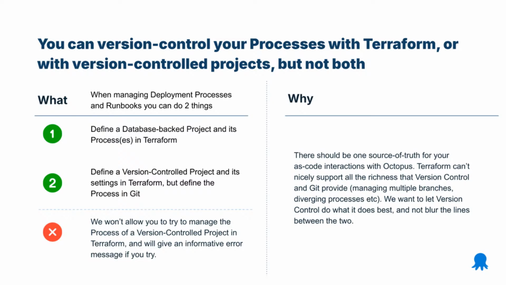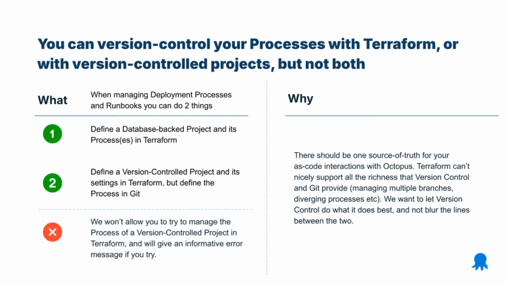Cool. Final note: in the past, we've not really had a strong stance on how you can use version control together with Terraform. So we've decided that we need to take a stance on it for V1.0, and we can't just let people run into a whole bunch of edge cases, so we should explain our position on it. When you're managing a deployment process and runbooks, you can either define a database-backed project and its process or processes in Terraform, or define a version-controlled project and settings in Terraform, but define the process in Git. We're not going to let you manage the process of a version control project in Terraform, and we'll give you an informative error message if you try.